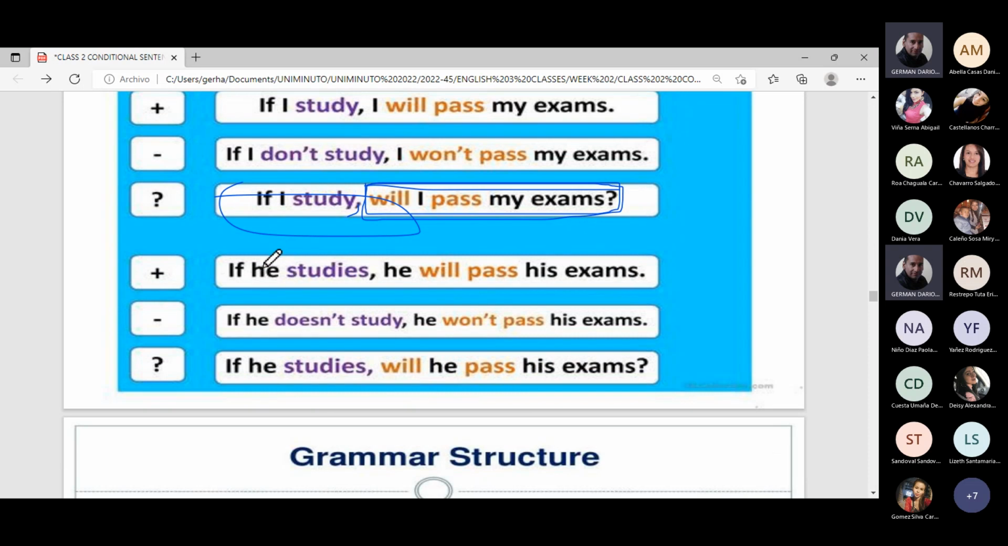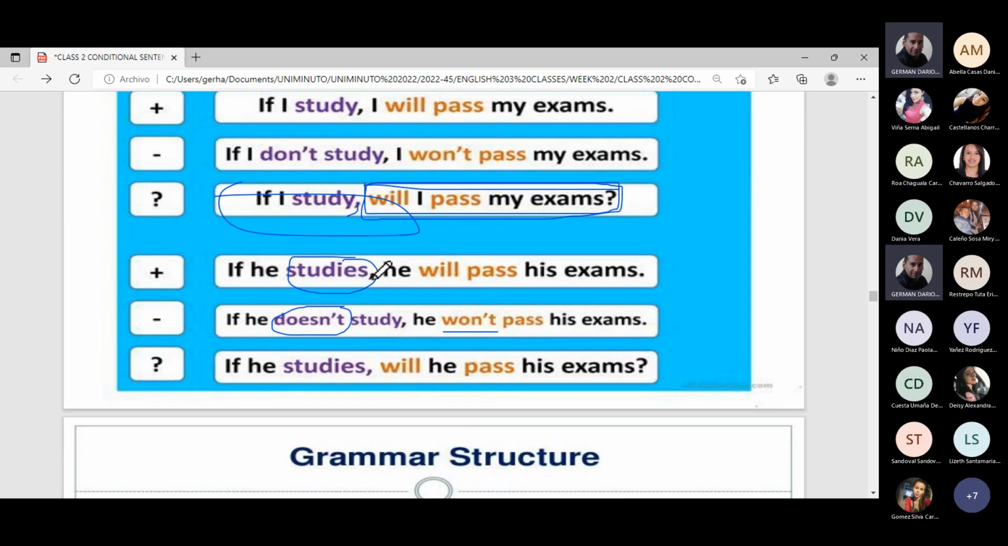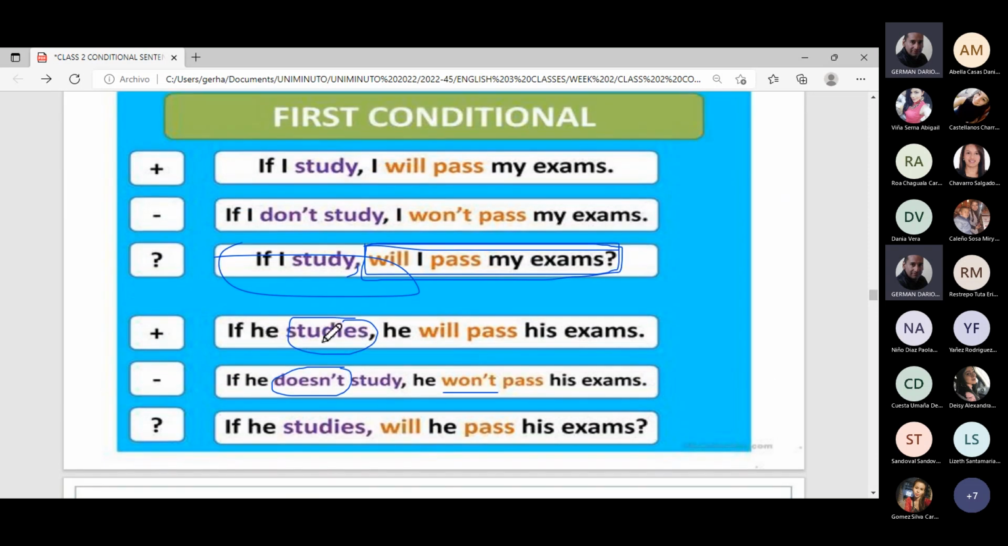Remember that the third person, a singular person, if he studies, remember the present simple. He will pass his exam. If he doesn't study, remember the auxiliary verb for the third person. Doesn't study, he won't pass his exam. Or if he studies, will he pass his exams? So remember that we need to remember the present simple rules. Remember the last class I told you about the present simple rules. So remember that it's very important to remember this.